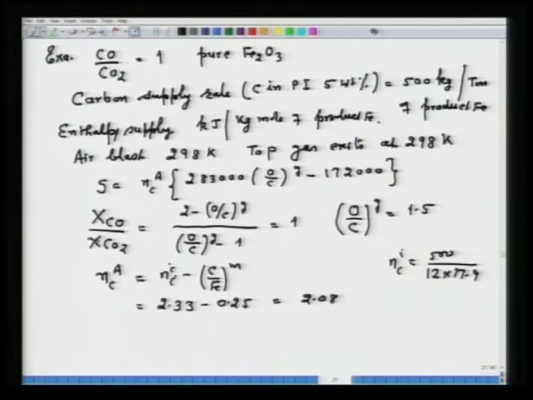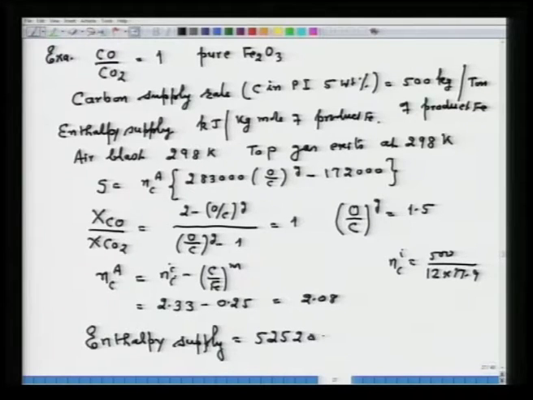So, if I substitute the value of O by C G and NCA into the supply equation, then I can easily calculate the enthalpy supply. It will come equal to 525,200 kilojoule per kg mole. Mind you, it is not pig iron, it is per kg mole of product iron, that is an important thing. Now, here I said that we can do certain modification. What we have done is taken pure iron as a product.